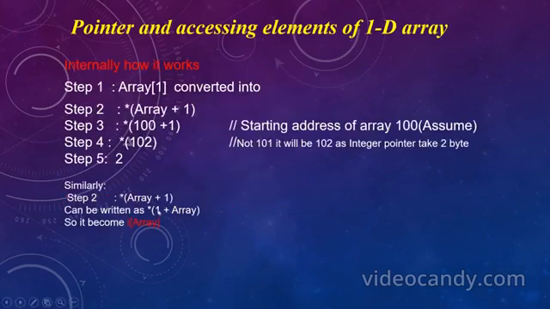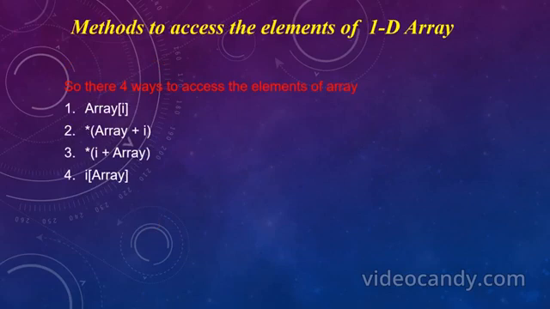Similarly, array plus 1 can be written as 1 plus array. So this statement is also true. We can print the element like this, and it becomes this. We can print like this. So there are 4 ways to print the elements of an array.